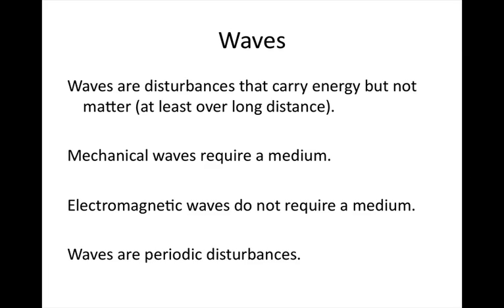There's two types of waves. We have mechanical waves that require a medium to travel through, and electromagnetic waves that do not require a medium. In this course, we're going to be looking at mechanical waves. In electromagnetic waves, we have oscillating electric and magnetic fields, and you're going to look at this in more detail if you go on and do Physics 1b. Okay, waves are periodic disturbances.